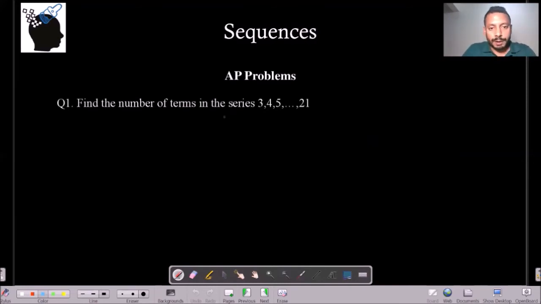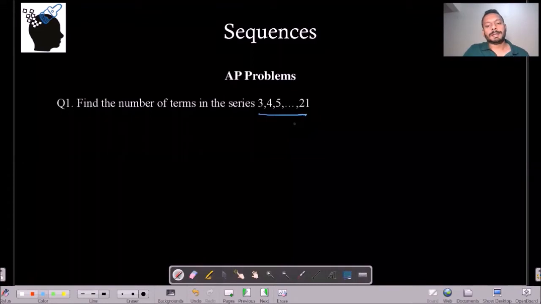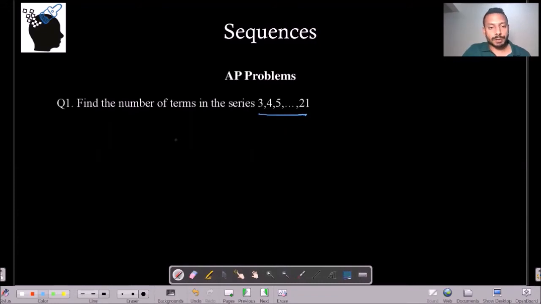So find the number of terms in the series 3, 4, 5 up to 21. So we have been given a series of consecutive numbers starting from 3 going all the way till 21. So let's use the formula for number of terms, which is nothing but the last term minus the first term divided by common difference plus 1.